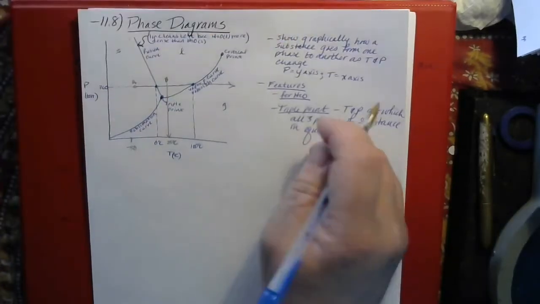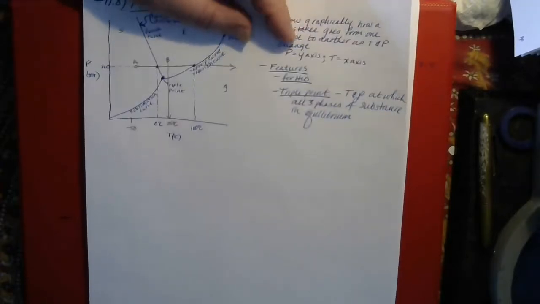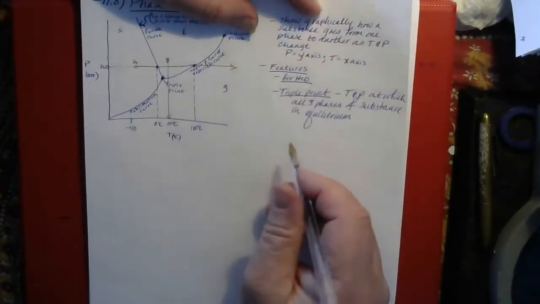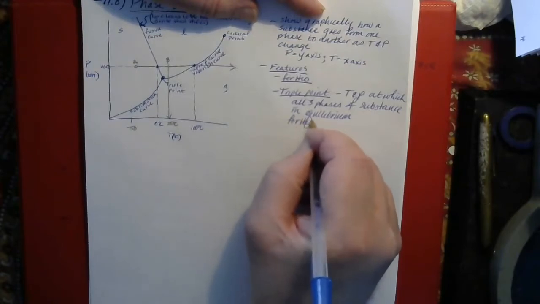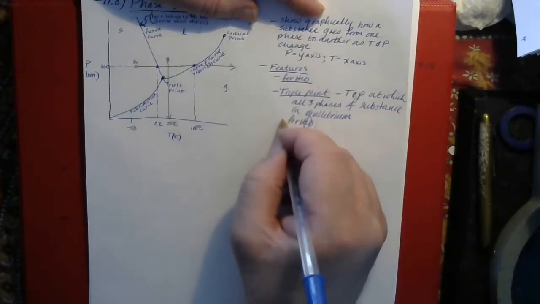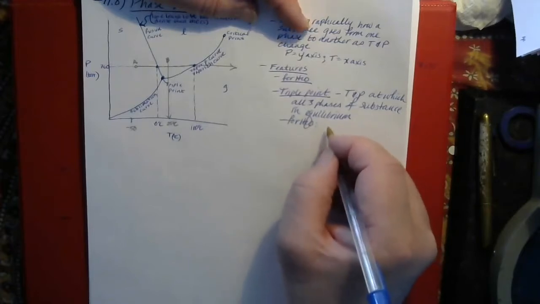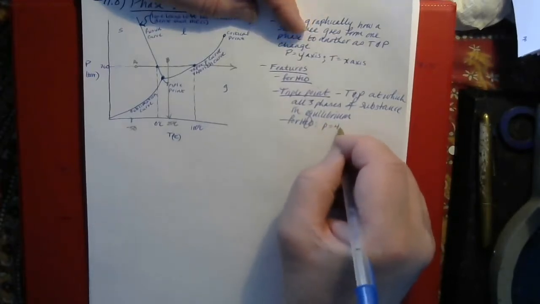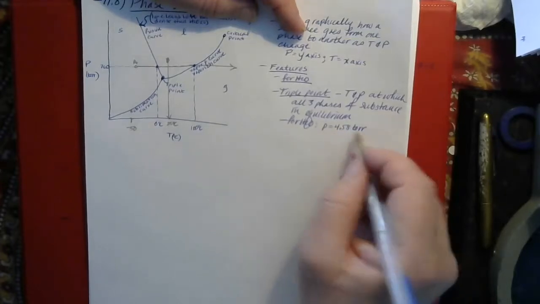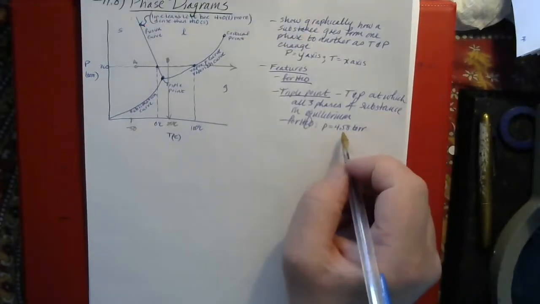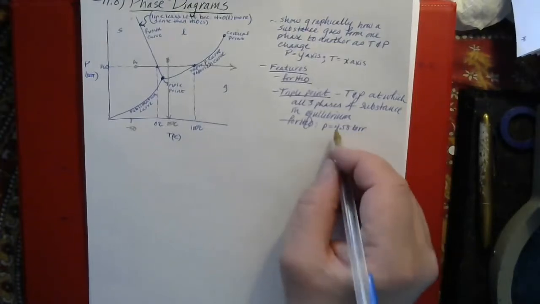And most phase diagrams have a triple point somewhere on them. But they're at different locations depending on what the substance is. For water, at the triple point, the pressure is 4.58 torr. That's 4.58 torr, mind you, not atmospheres. So this is actually a very low pressure.